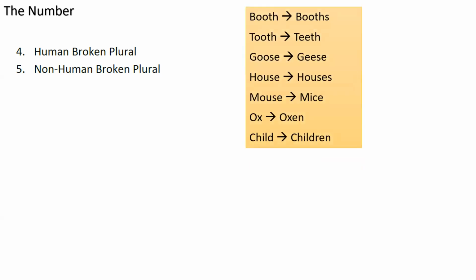Look at these examples. The plural of boot in English is boots. But when you say tooth, is the plural tooths or teeth? It is teeth. Goose becomes geese. House becomes houses, but mouse becomes mice. Ox becomes oxen. Child becomes children.